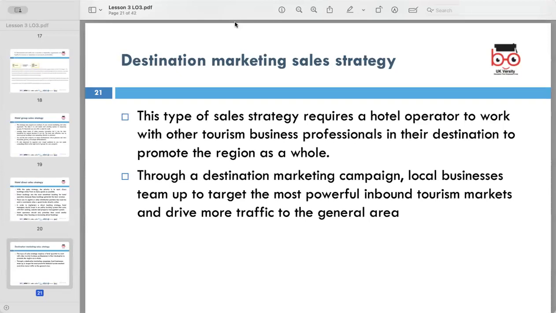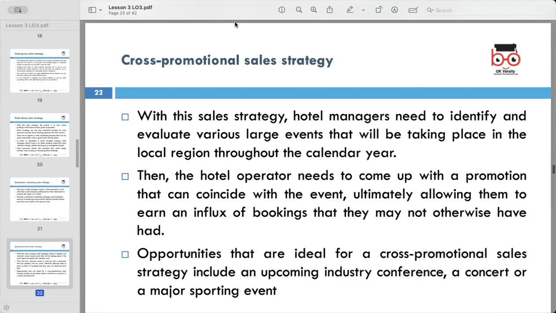Destination marketing sales strategy. This type of sales strategy requires a hotel operator to work with other tourism business professionals in their destination to promote the region as a whole. Businesses team up to target key inbound tourism markets and drive traffic to the general area. By working together, businesses can leverage their combined resources and networks to create more impactful marketing initiatives, ultimately benefiting the entire destination and boosting tourism-related activities.